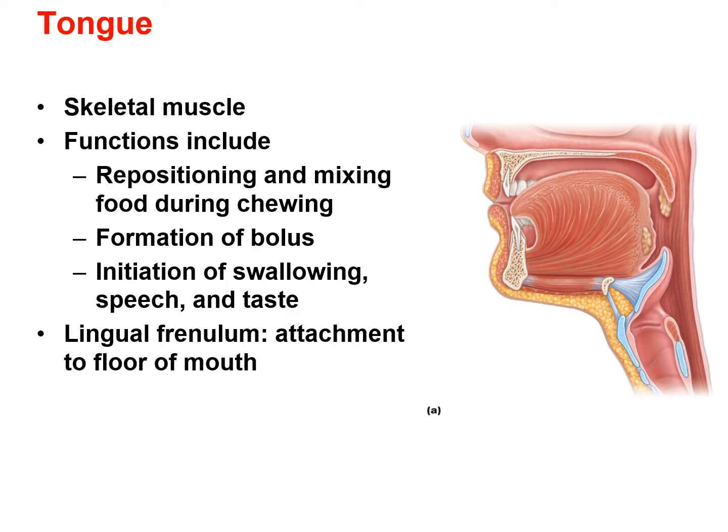The tongue is composed of intrinsic skeletal muscles with fibers that do not actually attach to bone, and the fibers of the intrinsic skeletal muscles run in all directions. This is why you can change the shape of your tongue while not changing the position of the tongue.